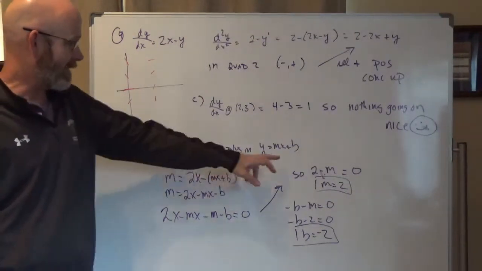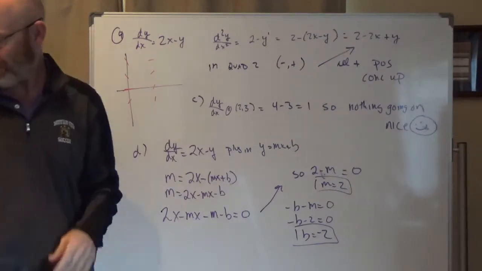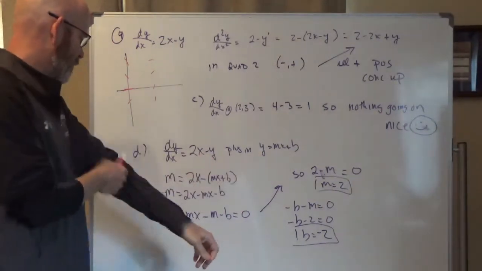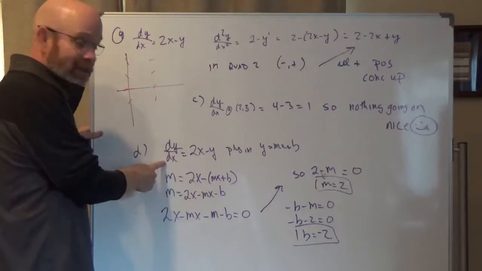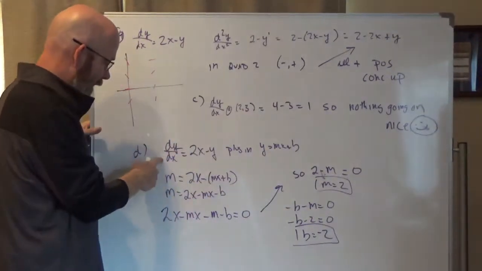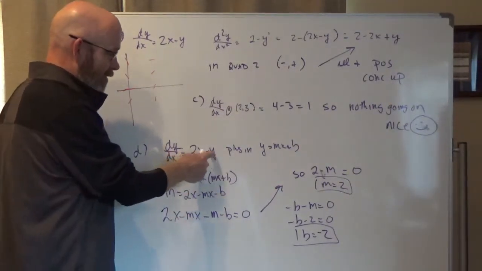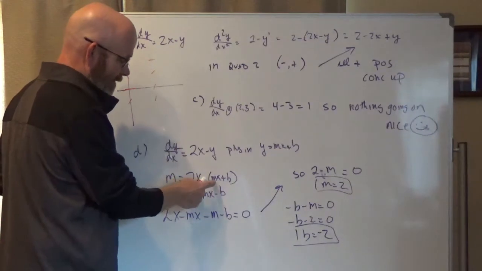And the last one says y equals mx plus b is a solution, find m and b. So we had one of these last week. Hopefully you did it, hopefully you remember it. I'm just going to take my derivative and plug my solution into it. So dy/dx is the derivative of y, which is just m, equals 2x minus y, and that's my y, so 2x minus (mx plus b).